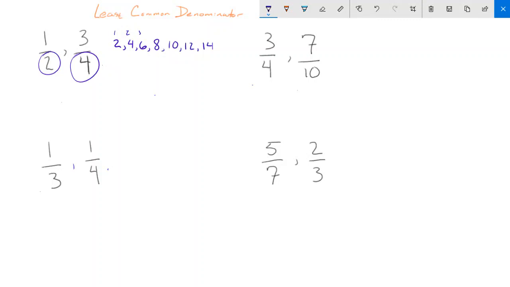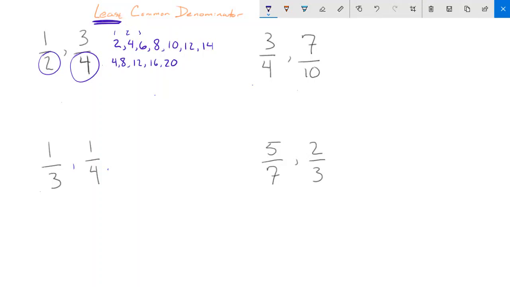Now 4, let's list the multiples of 4. So we have 4, 8, 12, 16, 20, and I'm going to stop there because we want to find the least common denominator, okay? So that's the trickiest part about this, is there's a ton of common denominators, but there's only one least common denominator. There's only one denominator that is the smallest.